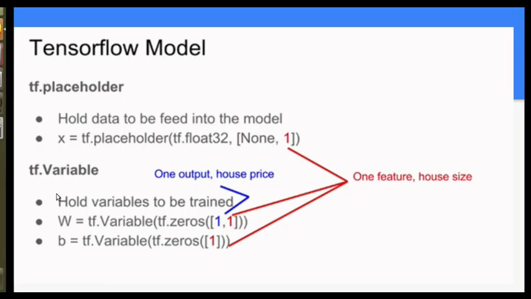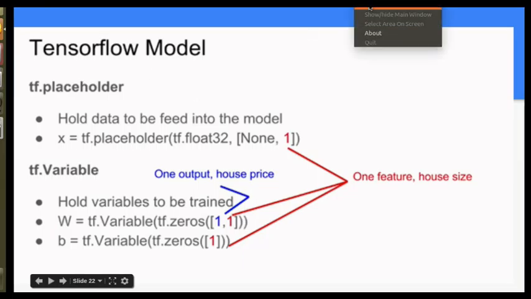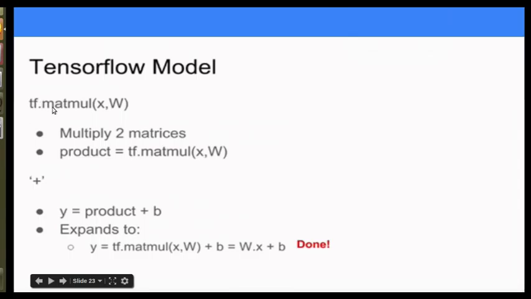So let's see in our case. Again we have a tf.Variable. TF stands for TensorFlow. Here we use tf.zeros, so basically you fill the variable with all zeros. Similarly for the second one, we initially fill the whole variable with all zeros. So this is what it means. And the next slide is pretty simple. tf.matmul is nothing but matrix multiplication.